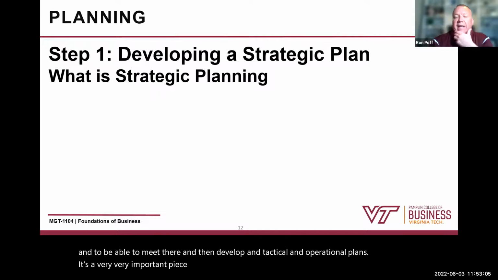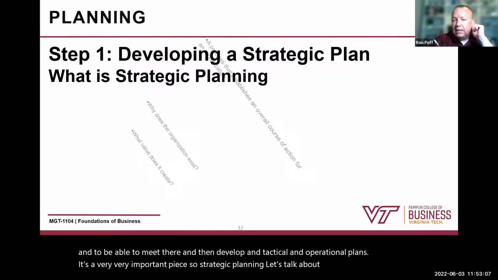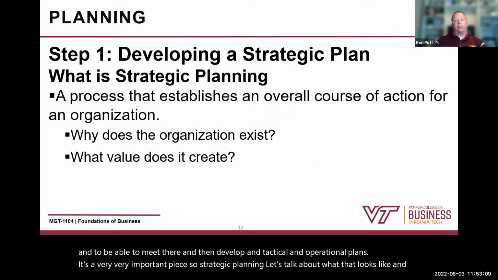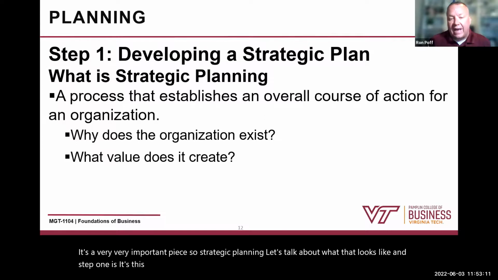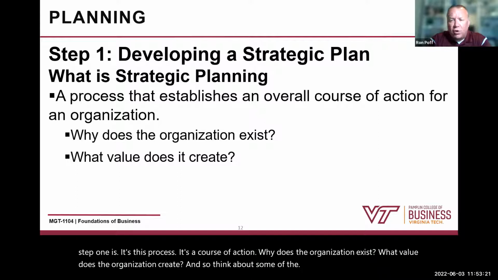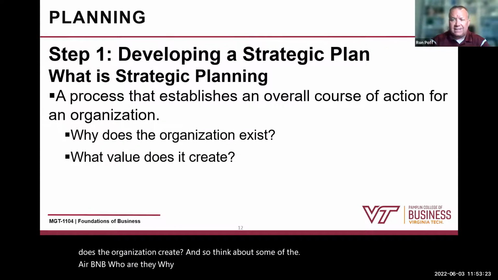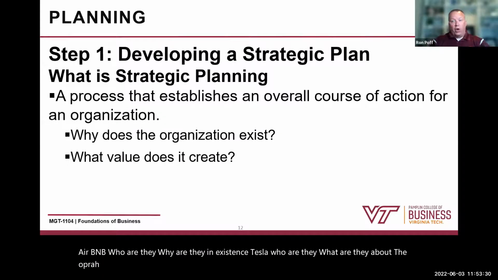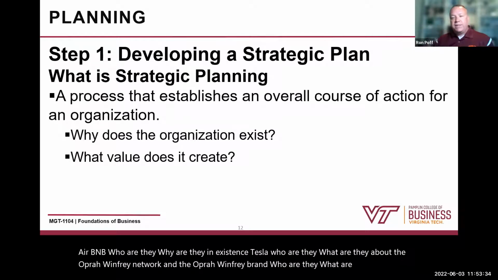So strategic planning, let's talk about what that looks like. Step one is this process, a course of action. Why does the organization exist? What value does the organization create? Think about Airbnb. Who are they? Why are they in existence? Tesla, who are they? What are they about? The Oprah Winfrey Network and the Oprah Winfrey brand, who are they? What are they about?